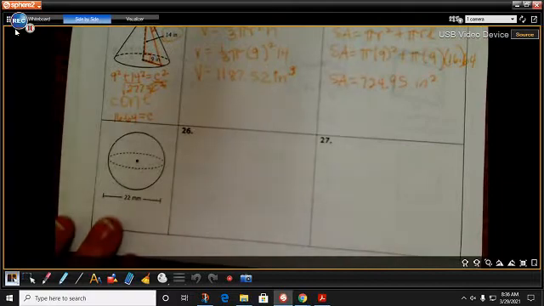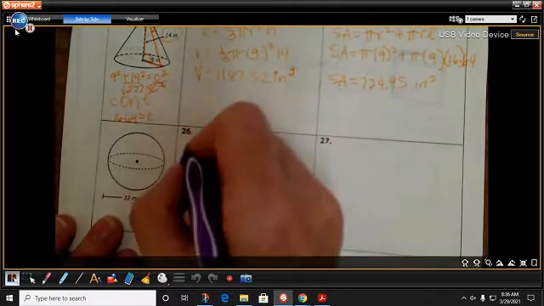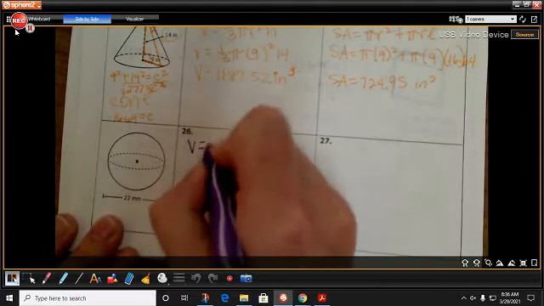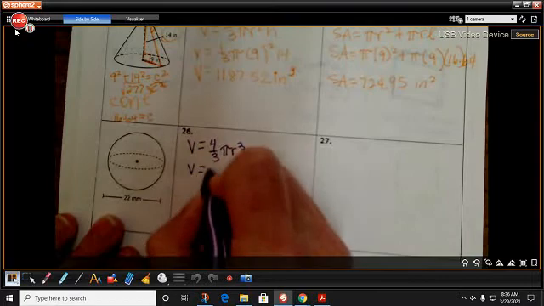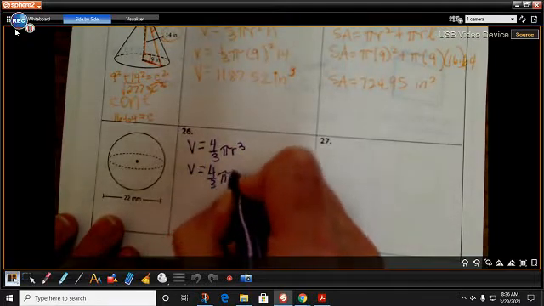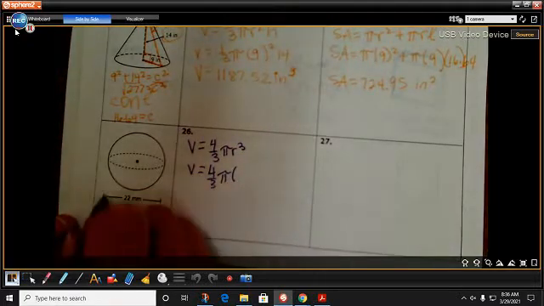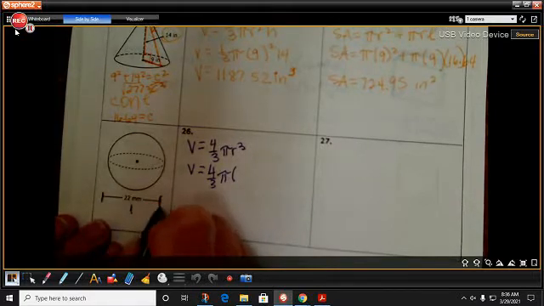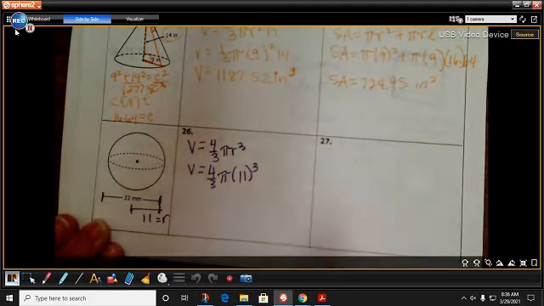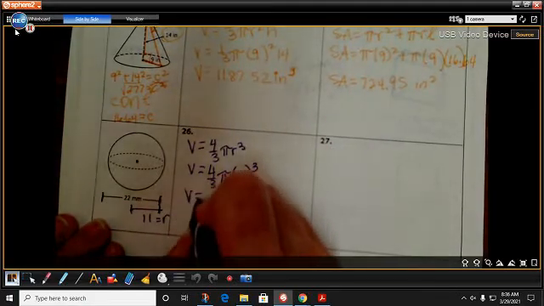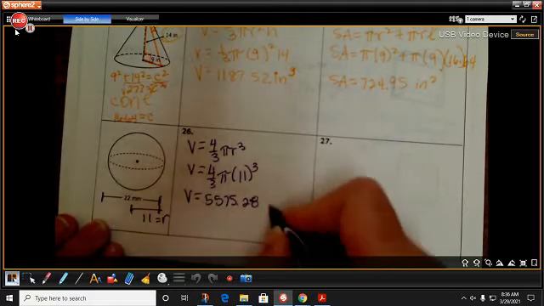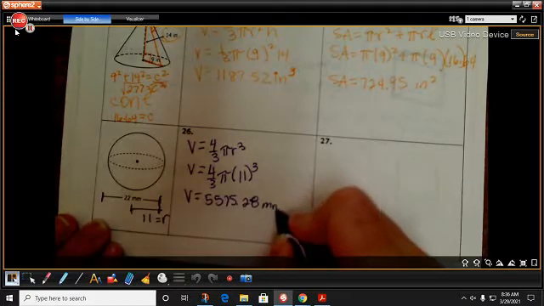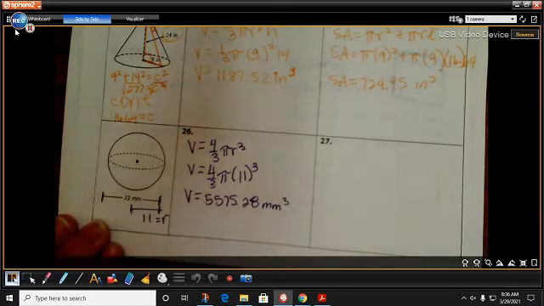Next we have a sphere. And so for my sphere, the volume formula is going to be 4/3 pi r cubed. And so my volume will be 4/3 pi, and oh, I don't have a radius, I just have a diameter. So if I cut the diameter in half, that's going to come out to be 11 for my radius. And so my volume turns out to be 5575.28, I can write, and these will be in cubic millimeters for my volume.